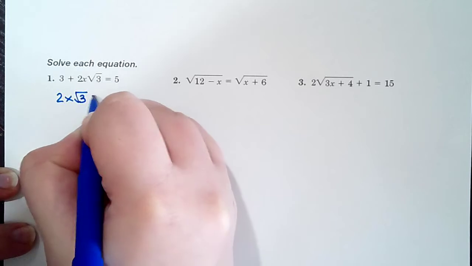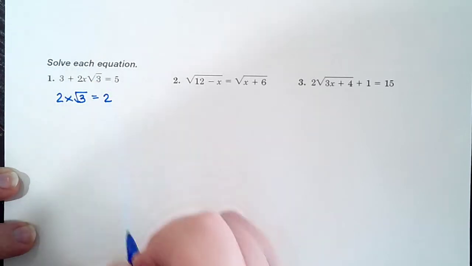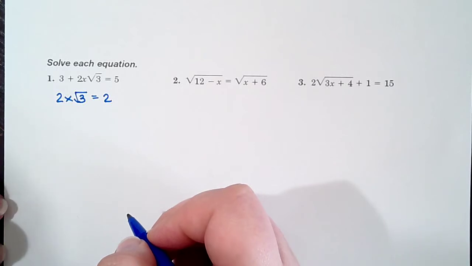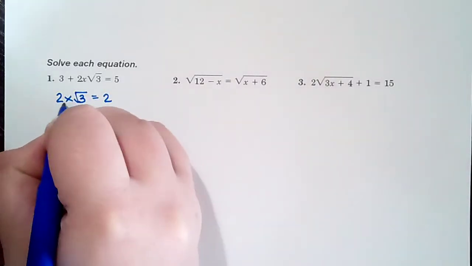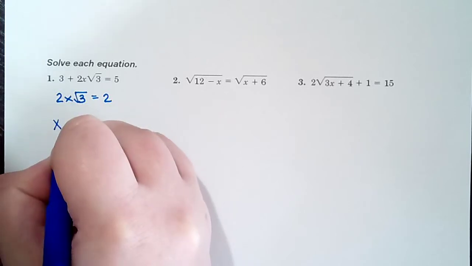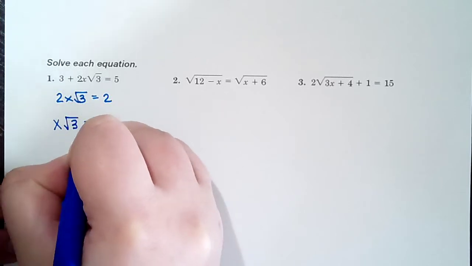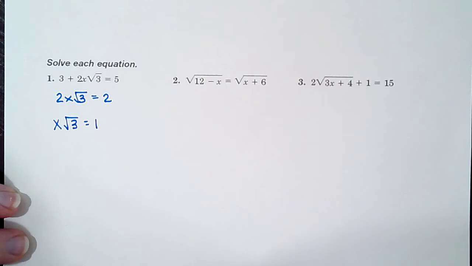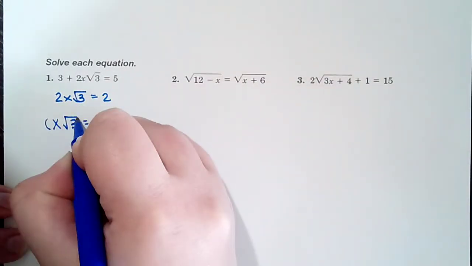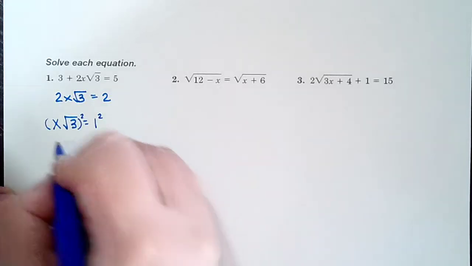2x times root 3 equals 2. Now that I've done my addition, subtraction, continue moving backwards to the multiplication, division. Divide both sides by 2. I now have x times the root of 3 equals 1. And now the only way to get rid of this radical is to square both sides.